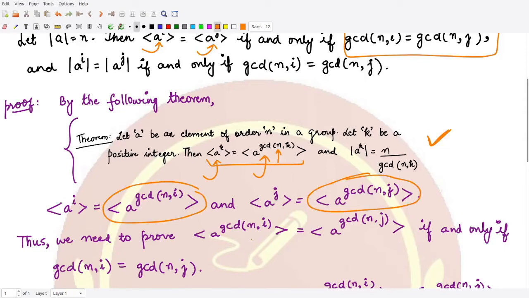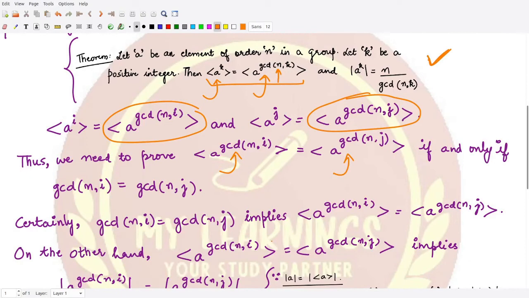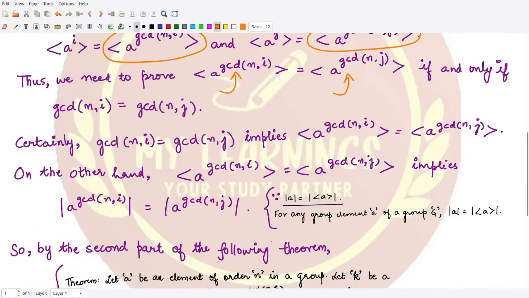So we have to prove that if the subgroup generated by a to the power GCD of n with i is equal to the subgroup generated by a to the power GCD of n with j, then both the GCDs, GCD of n with i and GCD of n with j, are equal to each other, correct? So let's see how we can proceed here. One part of this proof is quite obvious. If both the GCDs are equal to each other, then this quantity is the same as this quantity, so therefore they have to be equal to each other. So one part is obvious.